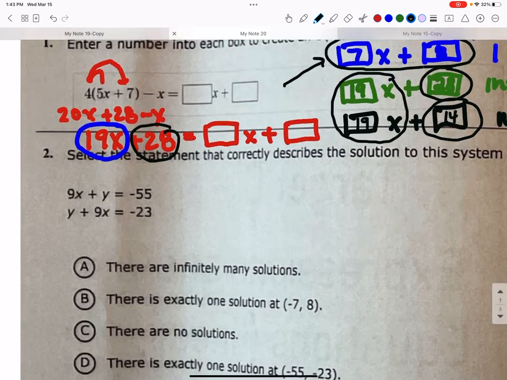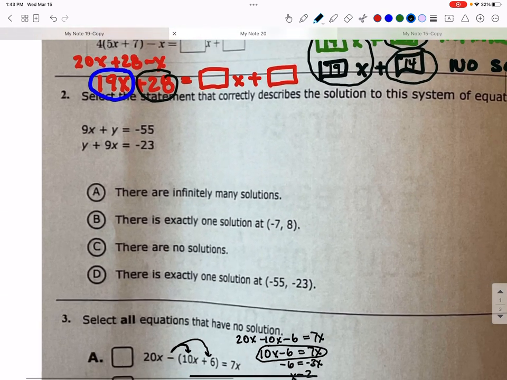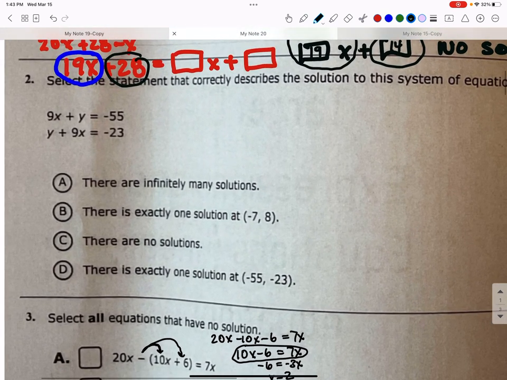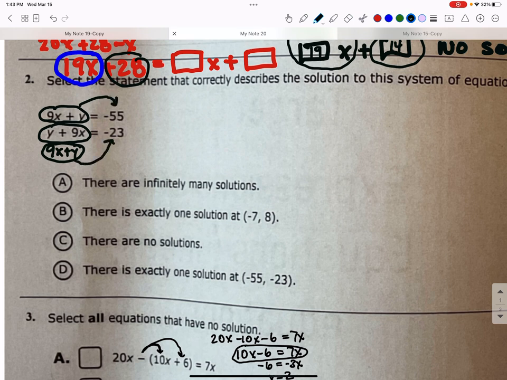All right, number 2 is actually kind of easy once I noticed what it was. 9x plus y and y plus 9x, which is just 9x plus y backwards, right? Could 9x plus y equal negative 55? And could 9x plus y equal negative 23? Is that possible? Can the same thing equal 2 different answers? I think I just gave you your answer.